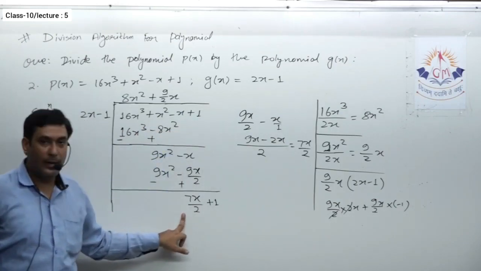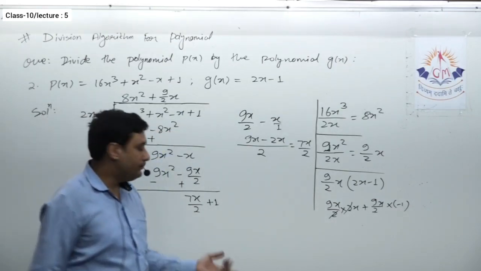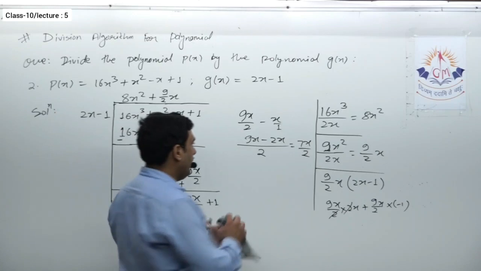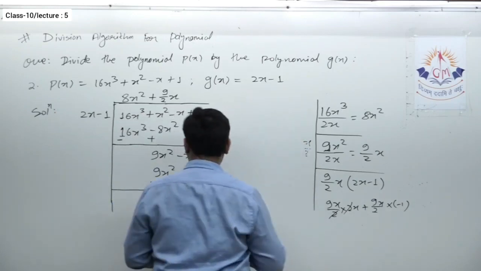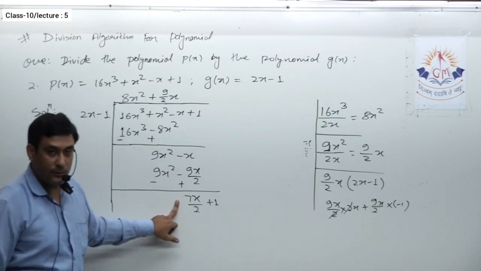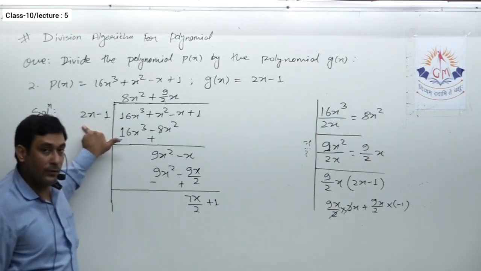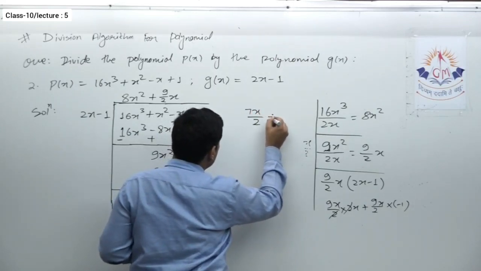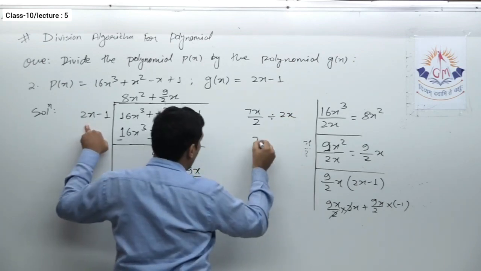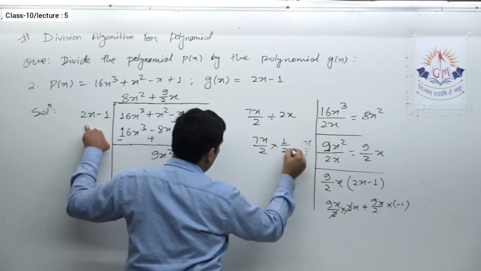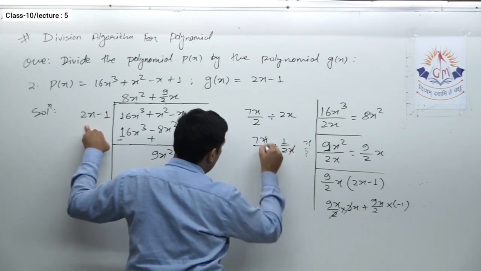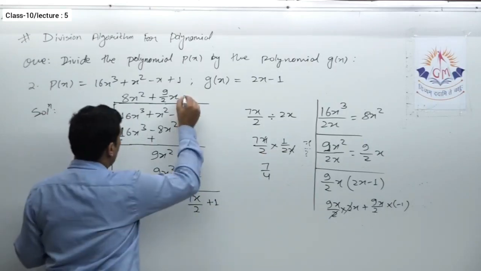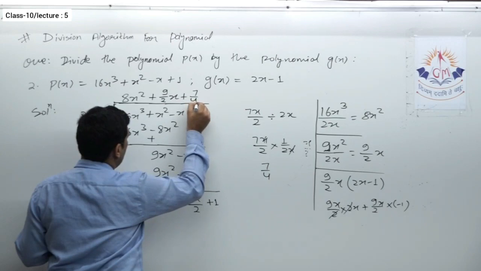Now definitely I will bring down one more term from the original dividend polynomial. So this is my new dividend. Now again I have to write one term over here, and to obtain that term I have to divide the first term of the dividend polynomial by the first term of the divisor polynomial. That means I have to perform 7x by 2 divided by 2x, or 7x by 2 multiplied by 1 upon 2x, or in other words 7 by 4. This x and x will cancel out. So the next term I should write will be 7 by 4.